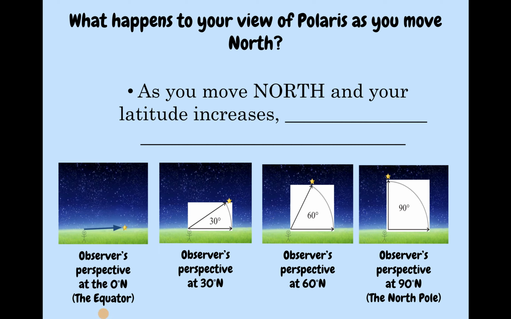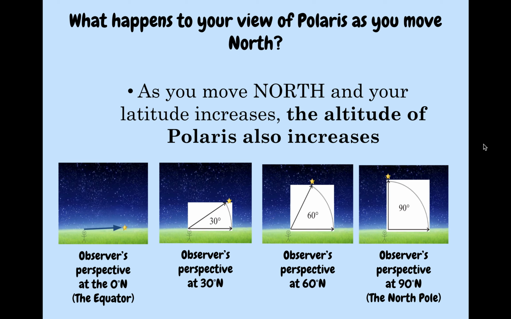So, if we start at our equator and move north to the North Pole, what happened to Polaris in the nighttime sky? Polaris got higher and higher in the nighttime sky. So, as you move north and as your latitude increases, the altitude of Polaris, or the height of Polaris, also increases.